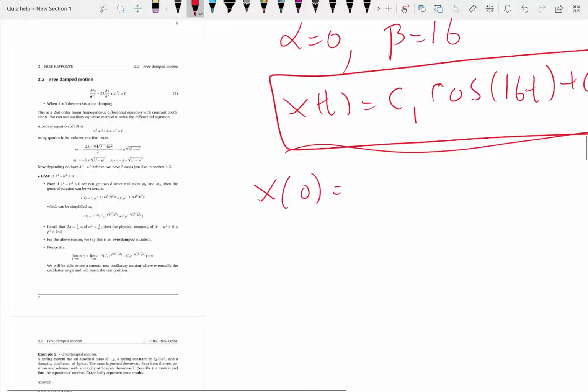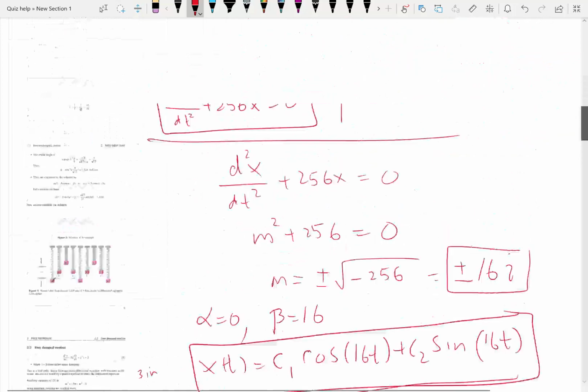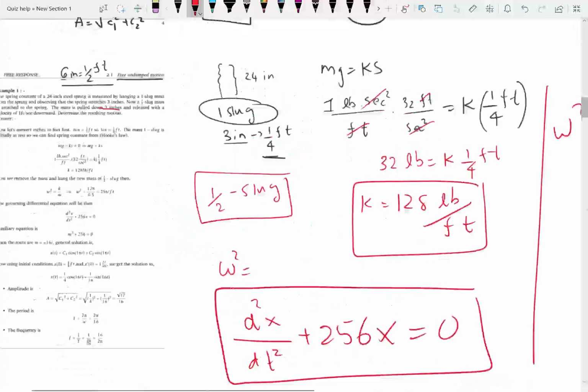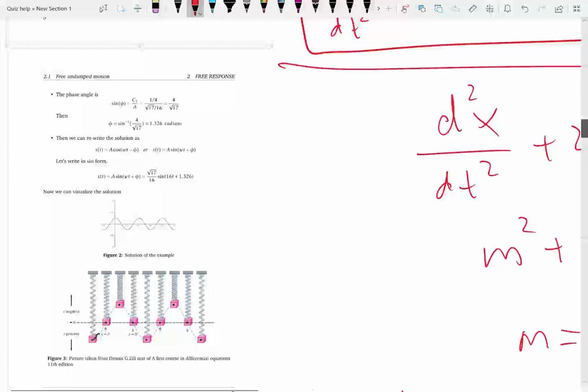At time t equal to 0, the initial displacement is 3 inches. 3 inches is actually 1/4 feet, so the initial displacement is 1/4 feet. And then the question says it is released with a velocity of 1 feet per second. So 1 feet per second is the initial velocity.